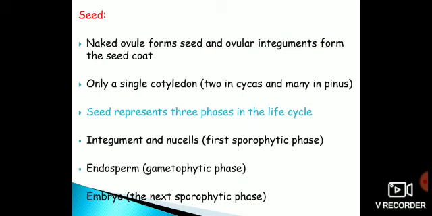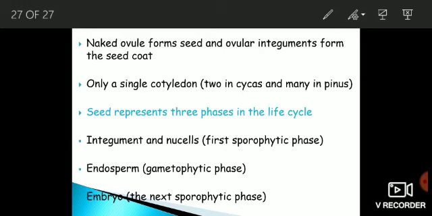Now the seeds. In gymnosperms, the seeds are naked, and they arise from naked ovules, and the ovular integuments form the seed coat. Okay, you have an ovule or megasporangium. That ovule or megasporangium is naked, and this naked ovule forms the seed.